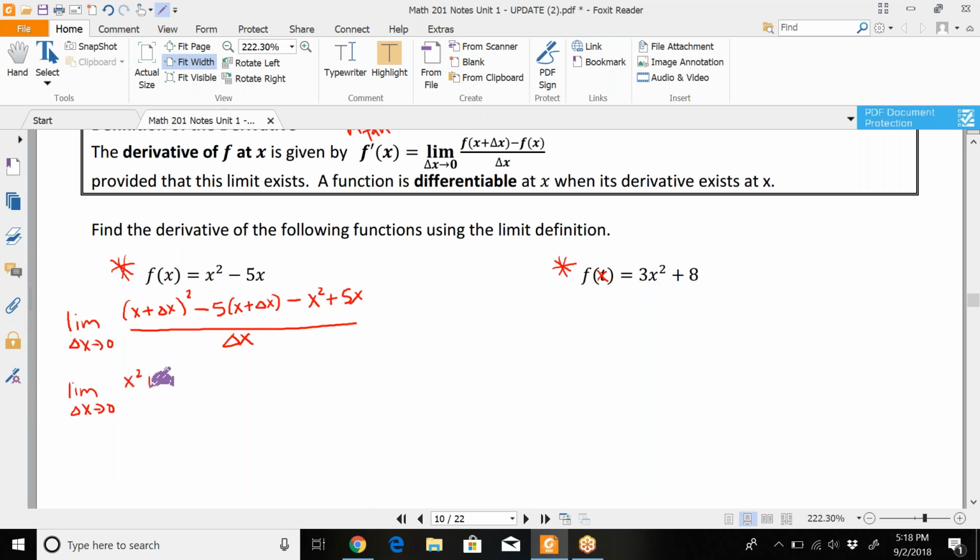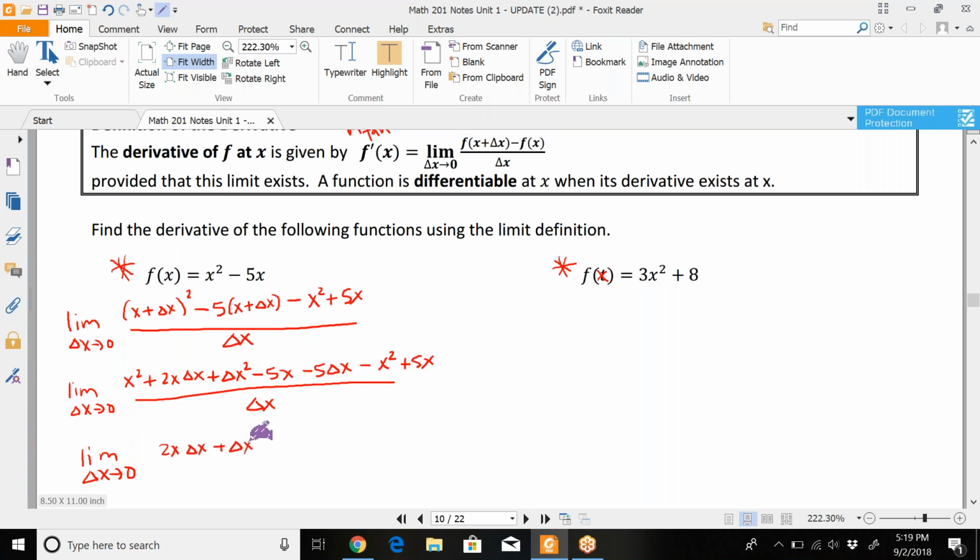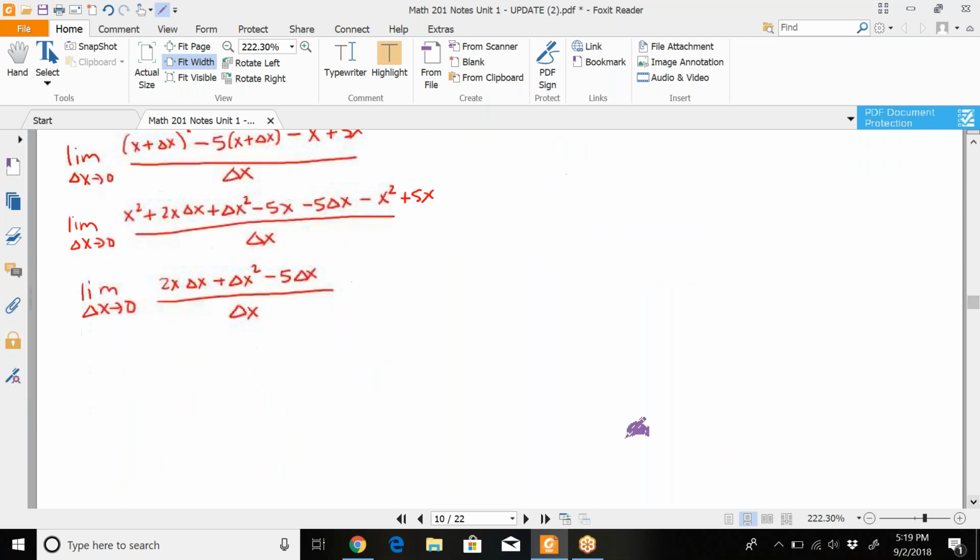You get to a point where you've really memorized what x plus delta x squared is. It's always x squared plus 2x delta x plus delta x squared. Need to distribute that -5, minus x squared plus 5x, all over delta x. And we're going to keep going. Things that cancel out, the x squareds and the -5x and the positive 5x. So that would just be 2x delta x plus delta x squared minus 5 delta x. Everything else on top canceled, so over delta x. And we're almost done with this one.